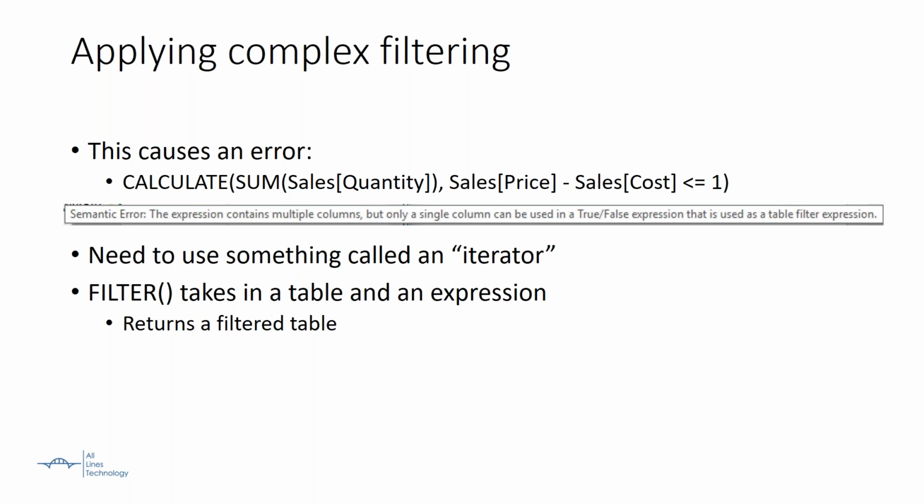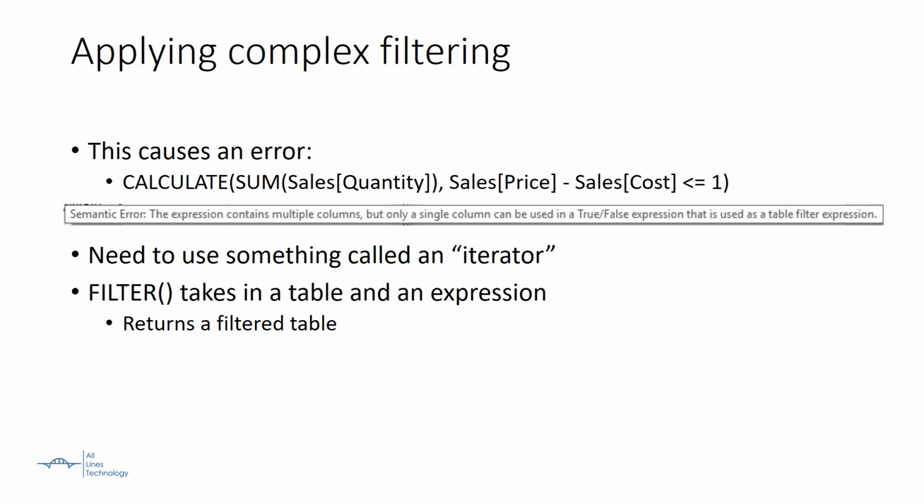Thankfully, there is a way around it. We can use something called an iterator. An iterator produces a row context. If you're from the SQL world, think of cursors, but less evil. You still get that same kind of performance hit to a small degree because you are looping through these rows. But DAX is designed to be able to handle an iterator here or there. When you start nesting them, then you're in trouble. But that's a bit outside the scope of this presentation.